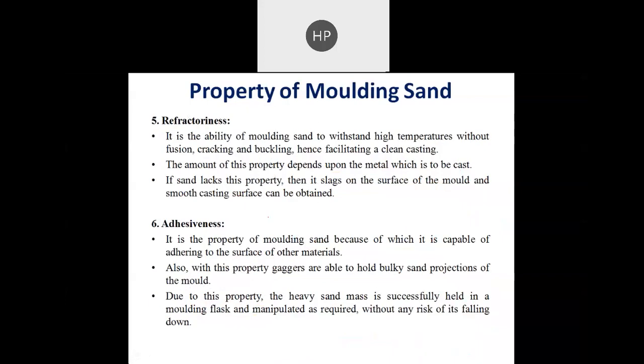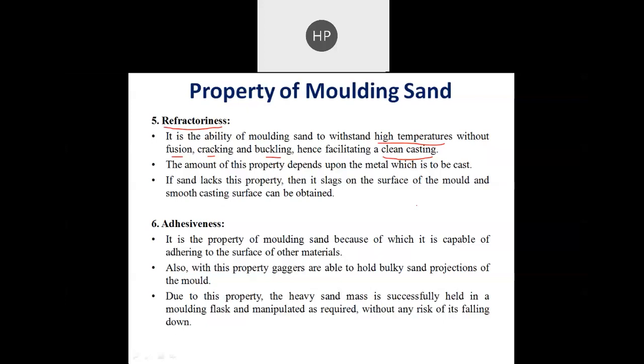Then the next one is refractoriness. It is the ability of a molding sand to withstand higher temperature without fusion, cracking, or buckling, hence facilitating a clean casting. As we know, if we heat the sand to a very high temperature, it is not going to melt or fuse, and you do not find any crack on the surface of the sand even if you heat it very hard at a higher temperature, nor does its shape deform.